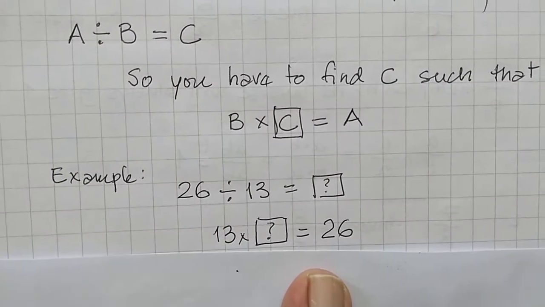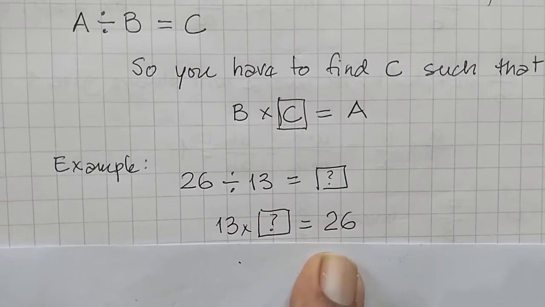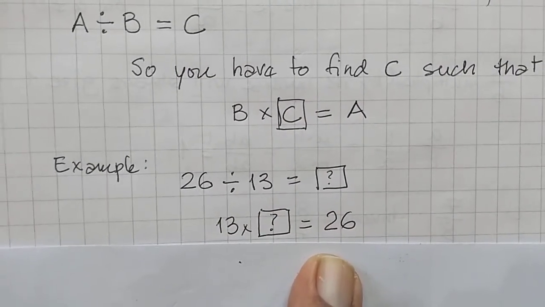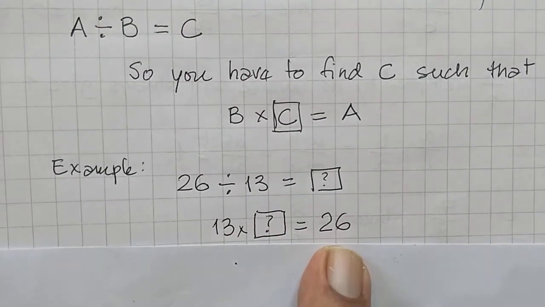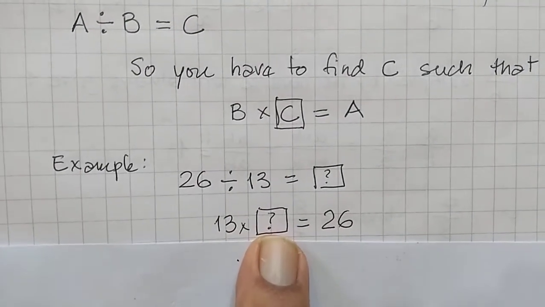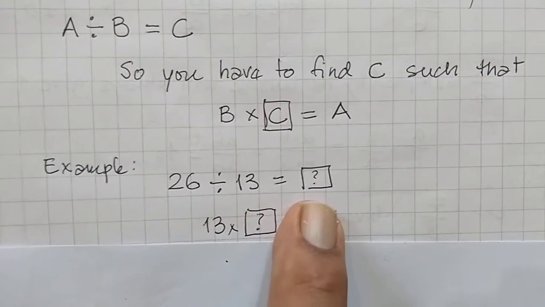But it really means, what if I multiply into 13 will give me 26? What if I multiply by 13 will give me 26? So the answer is obviously 2. So that means 26 divided by 13 is equal to 2.